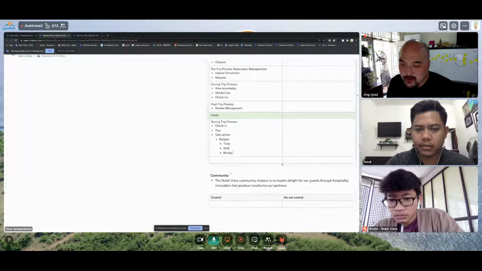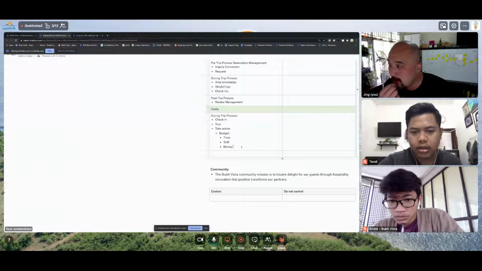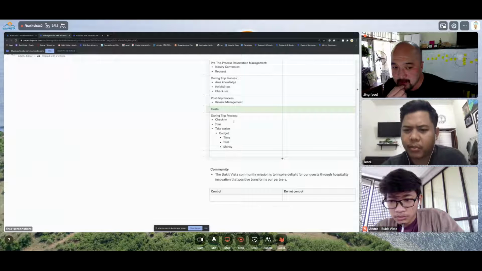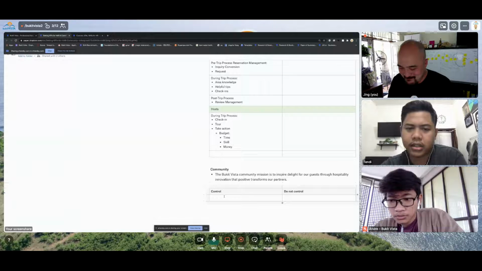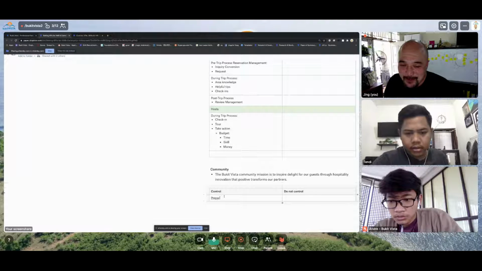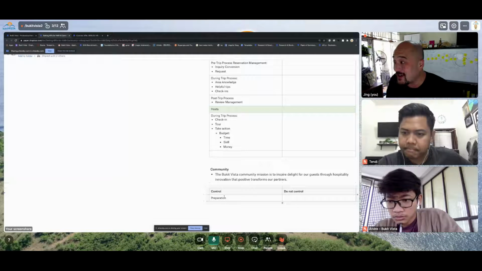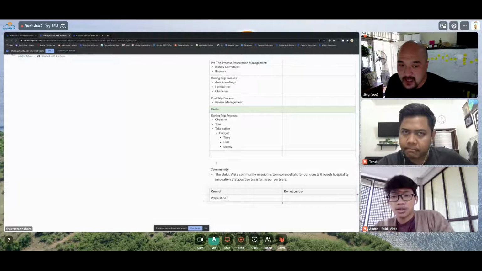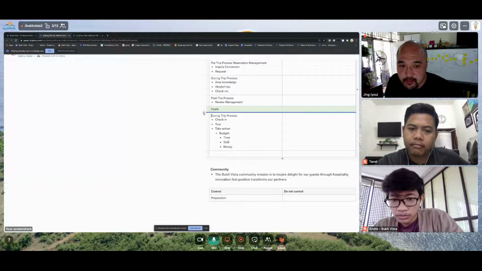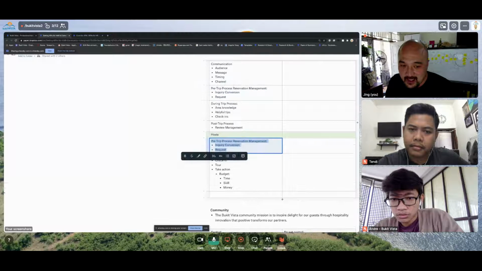Let's now go over to community. I think I want to add one more. Yes, sir. About the preparation of the property, like cleanliness and then the room ready, and then special requests. Preparation. That is completely community, right? A host has the ability, I think, during the pre-check process to inspect, right?